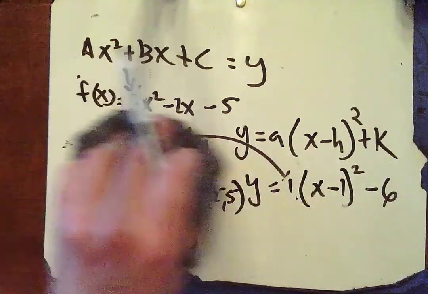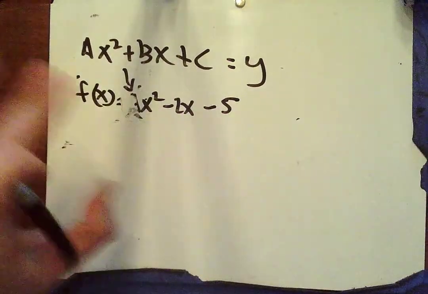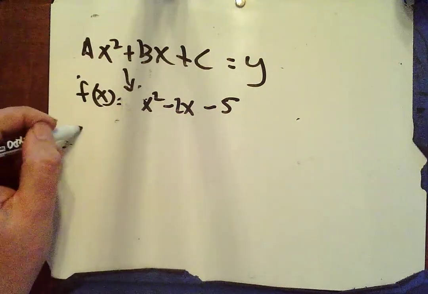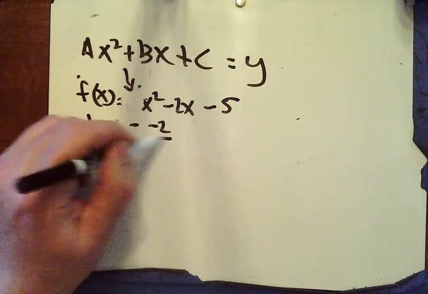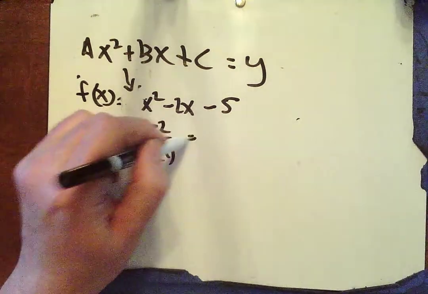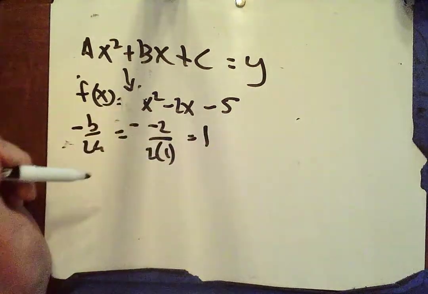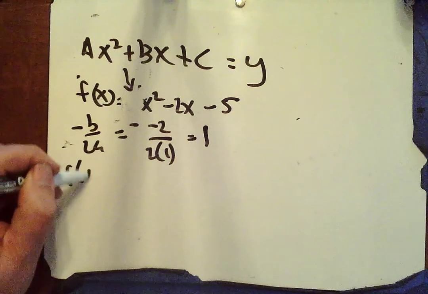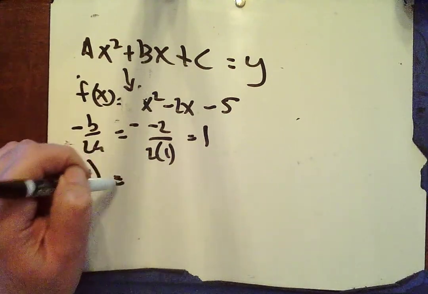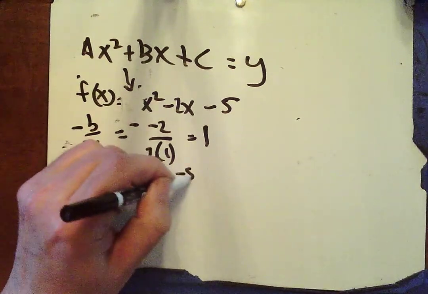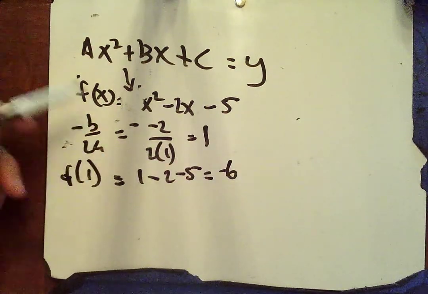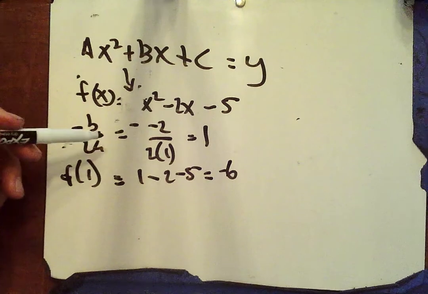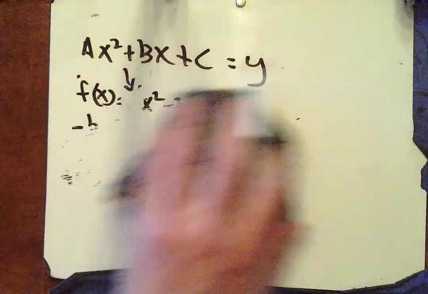We could also graph from our general form here, where we do minus b over 2a. Hey, I did that already. And I got 1, and then I need f of 1, and I plugged that 1 in, and got negative 6. And so that process of rewriting, yeah, we just did that. So, yeah, either way, comes out the same.